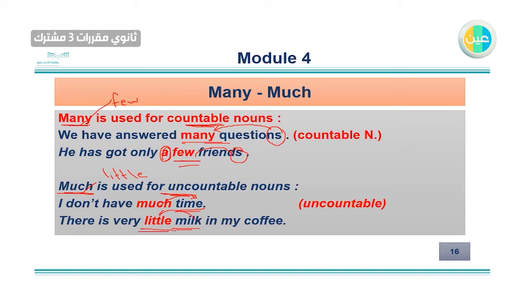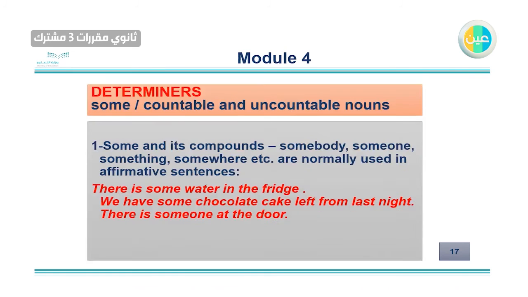Now, some and any and no. What's the difference between them? Let's look at them. Some, usually we use it for countable and uncountable nouns. Some and its compounds, like someone, somebody, somewhere, something, are normally used in what? Number one, in affirmative sentences, positive sentences.